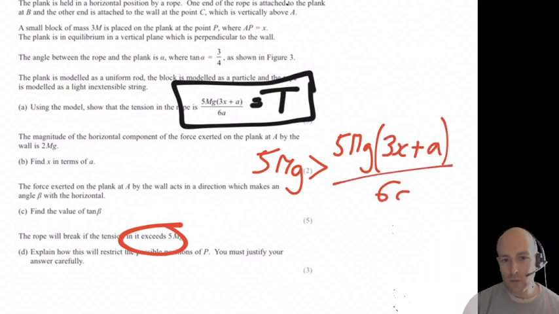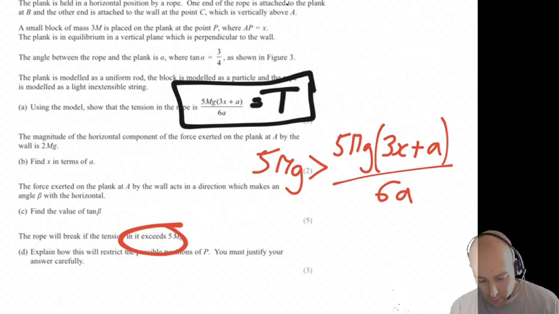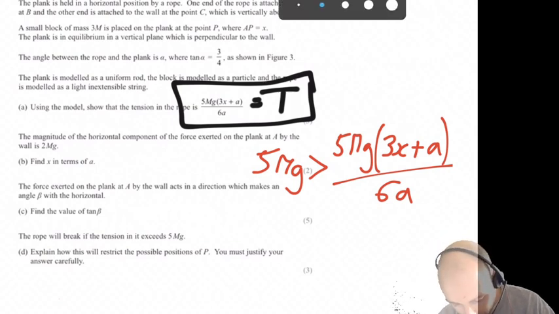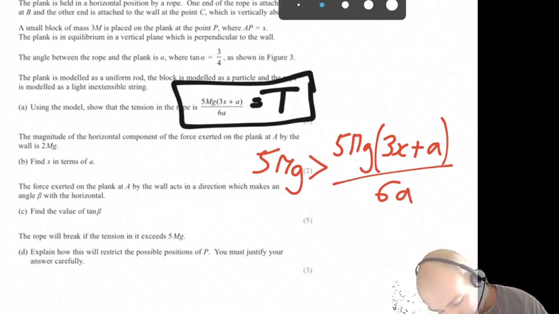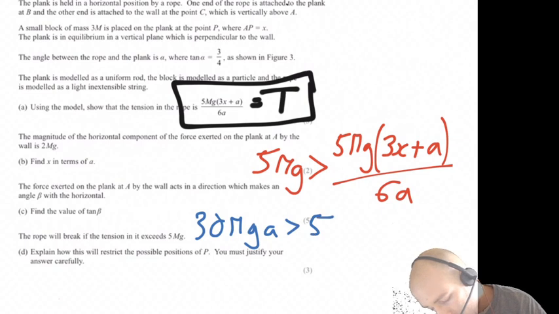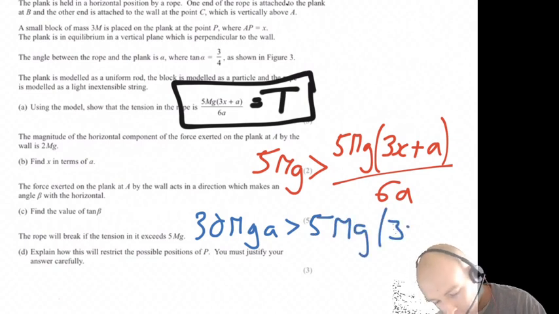So basically I'm trying to solve this inequality to find what the restriction is on the position of P. And remember, the position of P is X. So we want to try and find X as a factor of A. If I times up by 6A, we'll get 30 mga is greater than 5 mg (3x plus a). Cancel out mg on each side because we don't need it.